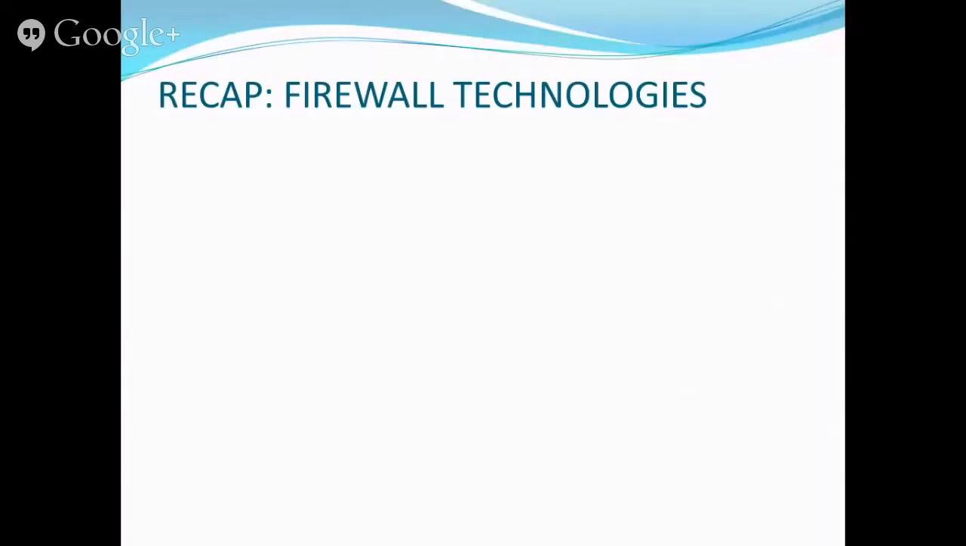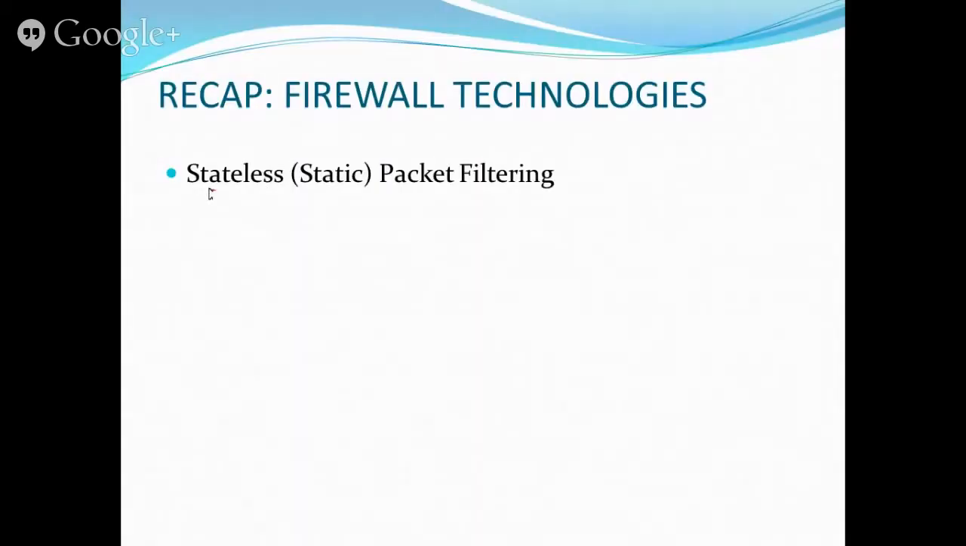So first of all, we'll take a recap of firewall technologies in general. Now, the first type of firewall technology, which we call first generation firewall, is the stateless packet filtering. I need to change this to my pen. All right. Okay. So we have the stateless packet filtering, also called static packet filtering.